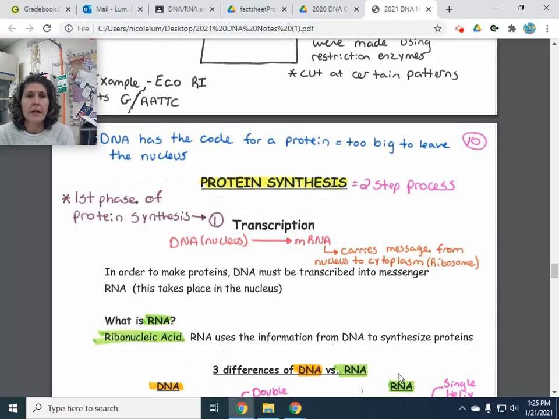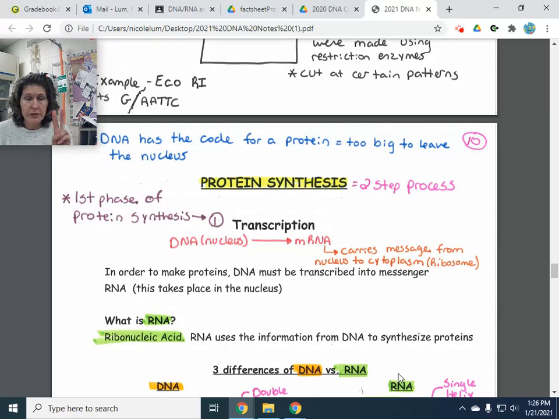So remember, DNA is found in your nucleus. It makes up your chromosomes. It's double-stranded. It's huge. It's a very large molecule. It's too large to leave the nucleus. However, in order to make proteins, we have to make them out into the cytoplasm. So we're going to go through this process of protein synthesis. It is a two-step process, transcription and translation.